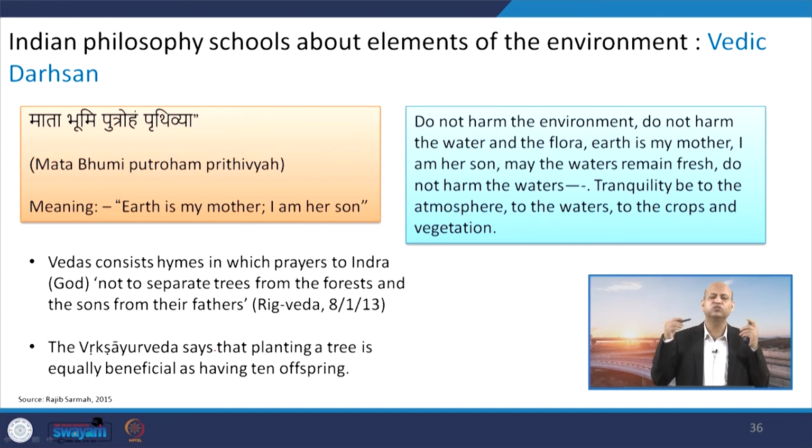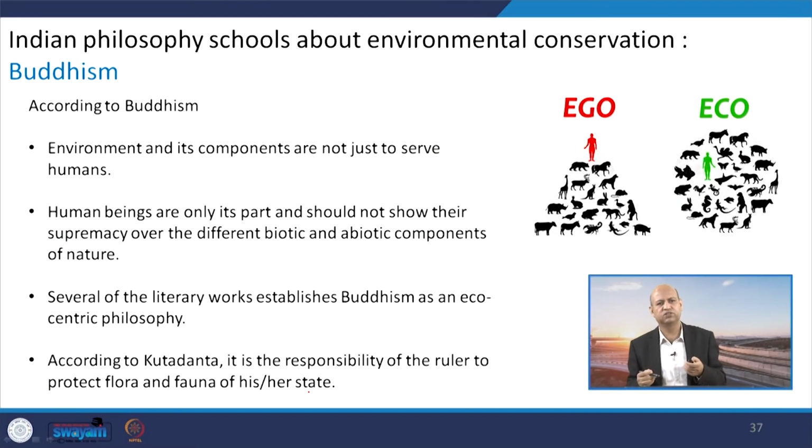In the Rig Veda there are so many slokas which talk about nature and our relationship with nature. They say not to separate trees from the forest and sons from their fathers, their hymns and prayers are just like that. And similarly, planting a tree is equal to ten offspring. So, those are the philosophies which keep us very close to nature, and we can call it ecocentric philosophy.